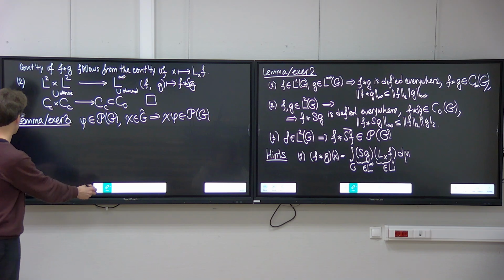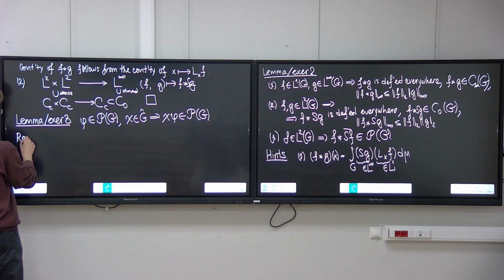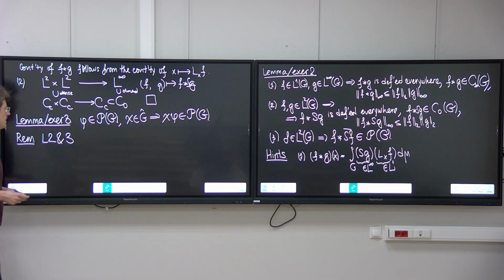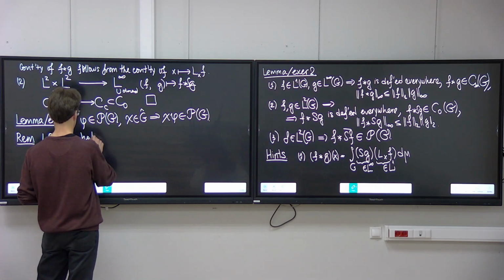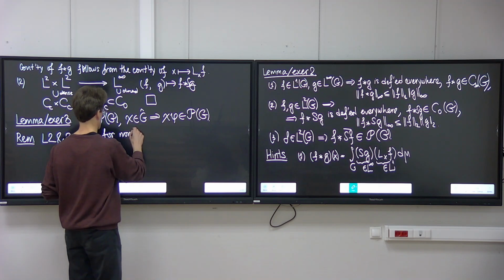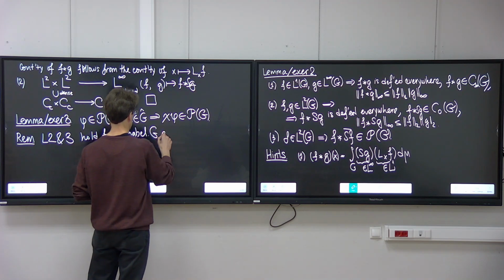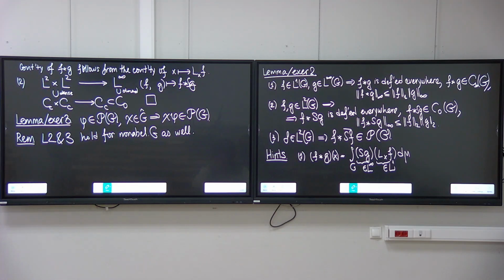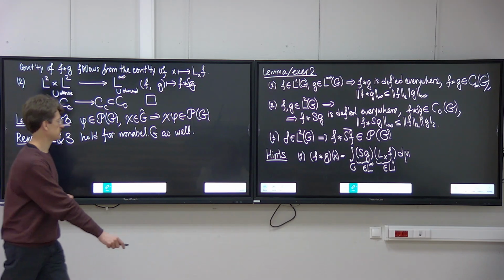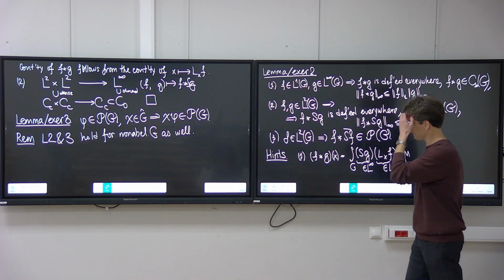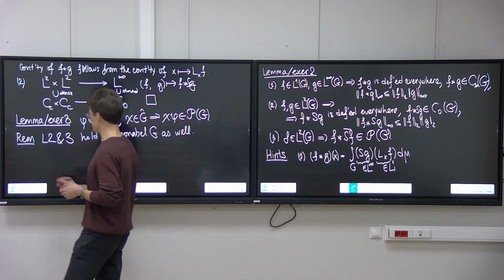By the way, a little remark is that lemmas 2 and 3 hold for non-abelian groups as well. And the proof is the same. The proof is exactly the same. Okay. Now lemma 4.